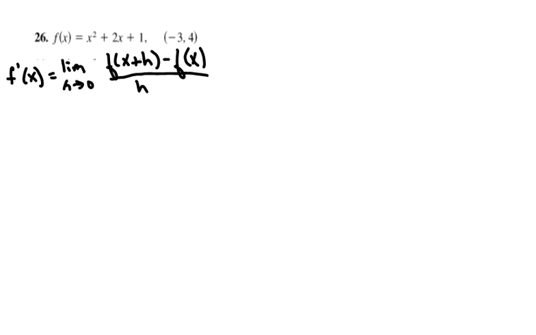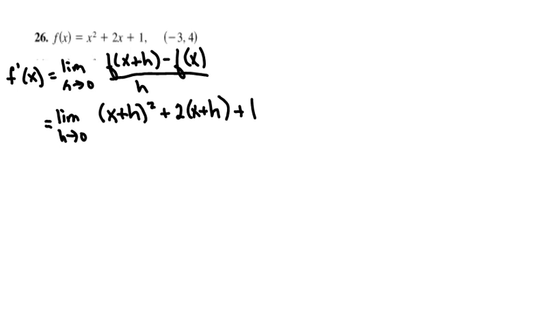f prime of x, which is the derivative, is equal to the limit as h approaches 0 of f of x plus h minus f of x all over h. And when I substitute, I'm going to get 2 times (x plus h) quantity squared plus 2 times (x plus h) plus 1. That's my f of x plus h. And then minus f of x, which is the original function.